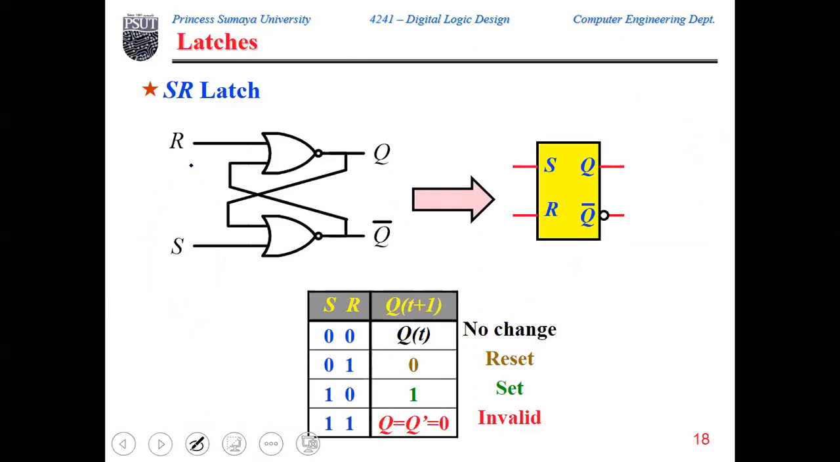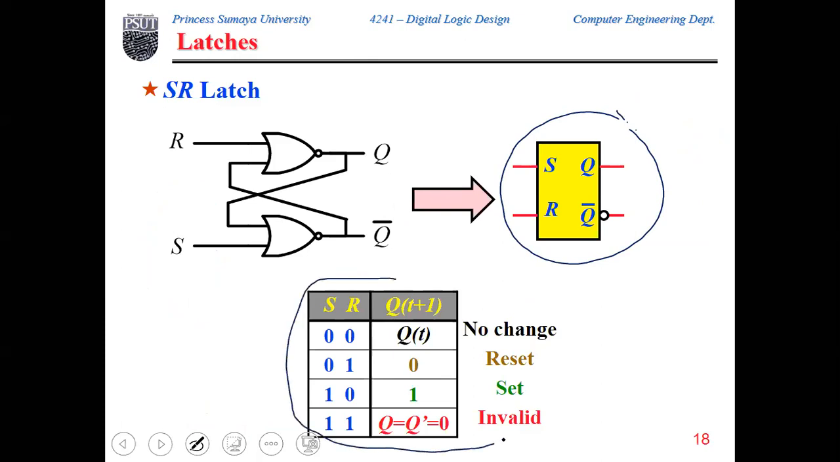So basically this is the summary for the SR latch. This is the block diagram that we are concerned with. Usually we work with this block diagram, but we should know what is meant by S, R, Q, and Q bar. And this is the table that tells us how this latch behaves.